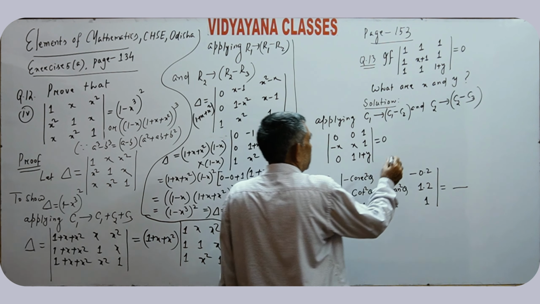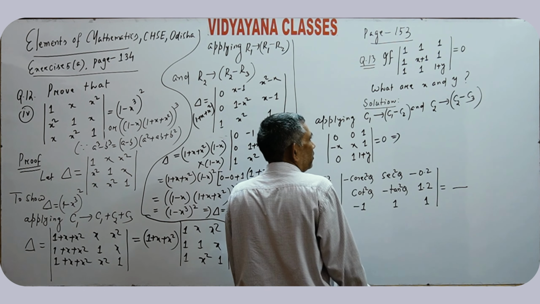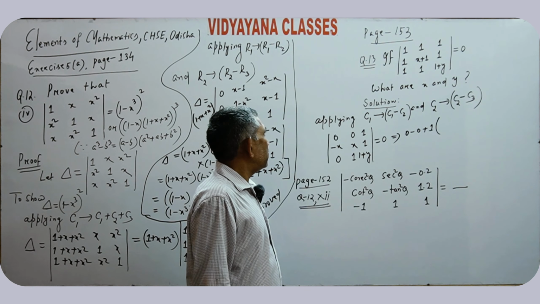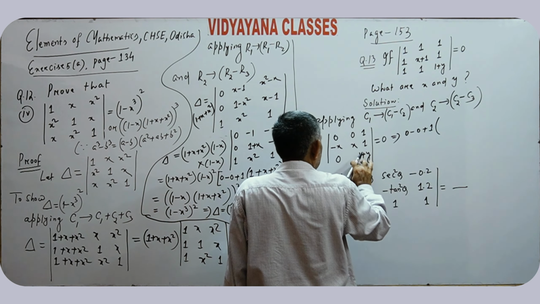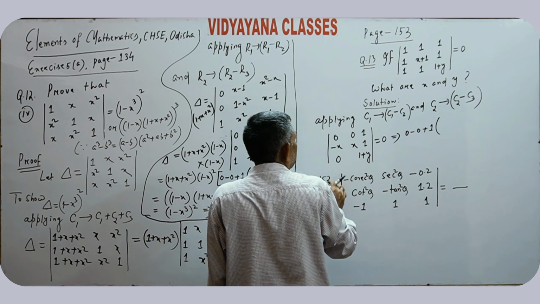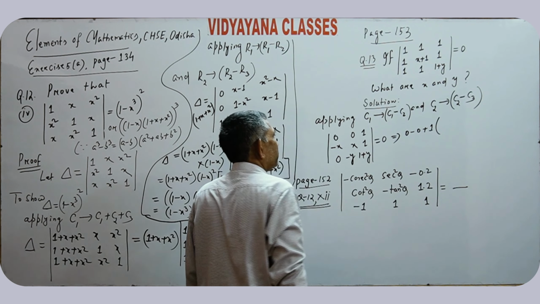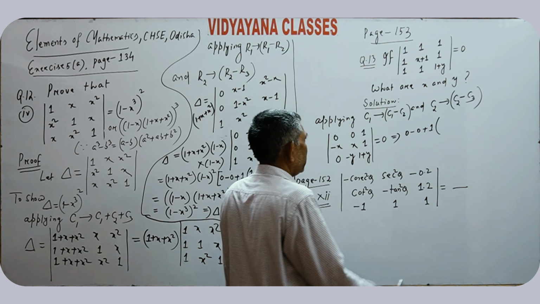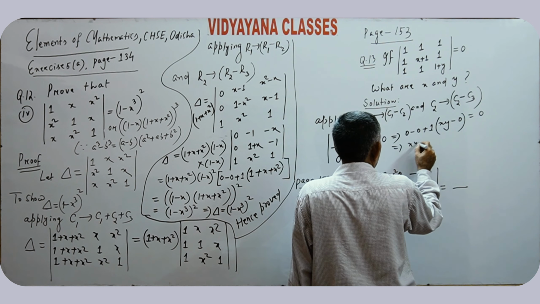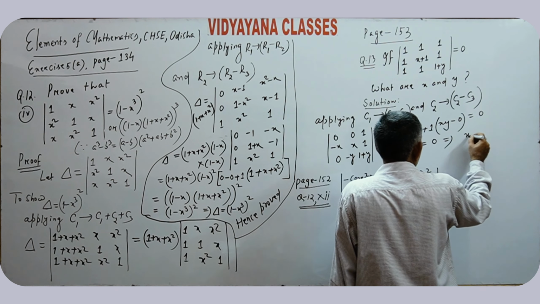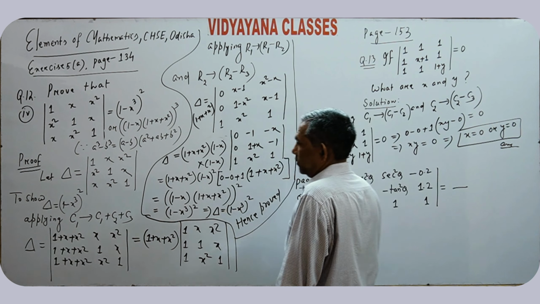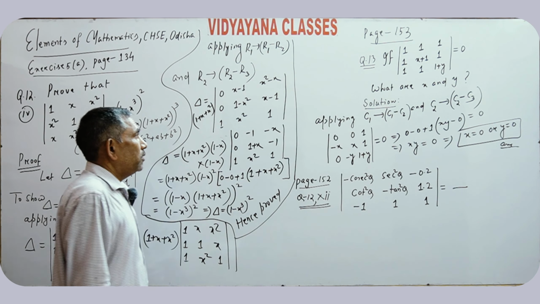Expanding along row 1, 0 minus 0 plus 1 into 1 minus y. It is x, and 1 minus x, that is minus y. Expanding along row 1, so xy minus 0 is equal to 0, which implies xy is equal to 0. That implies x equal to 0 or y is equal to 0. That is the answer. Clear? For 1 mark question.